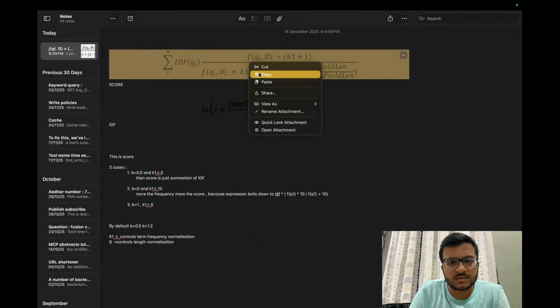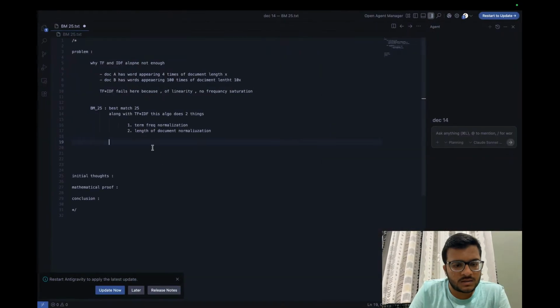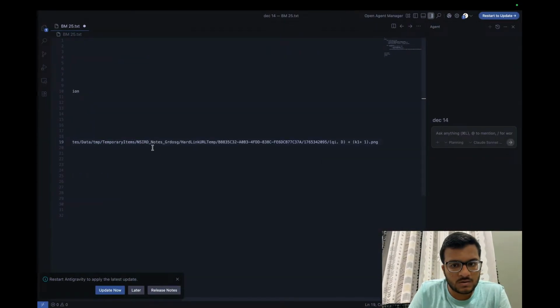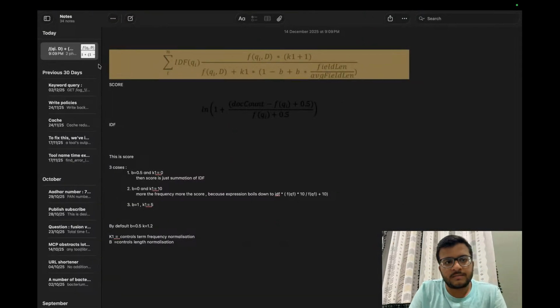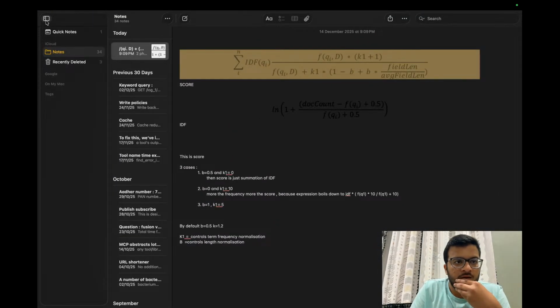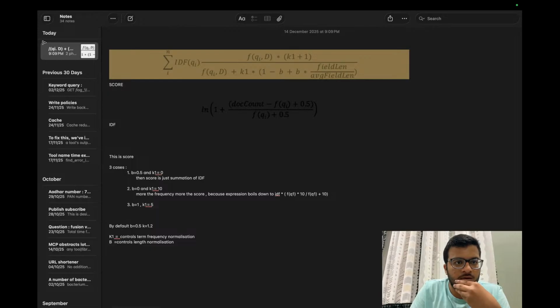I'll try to copy this and paste it here. No, I'm not able to paste it. So let's see it here only. I cannot minimize this.